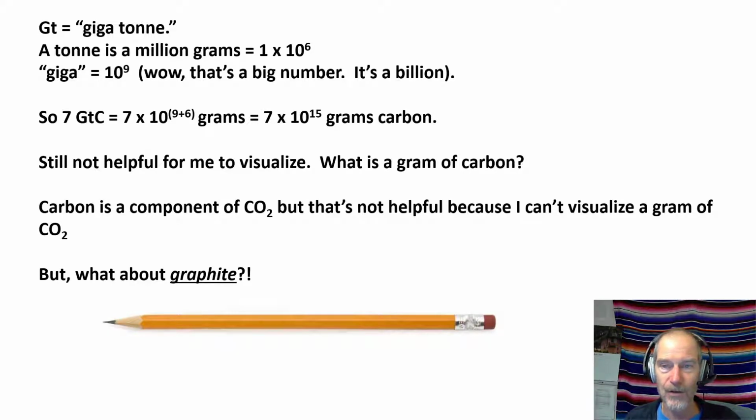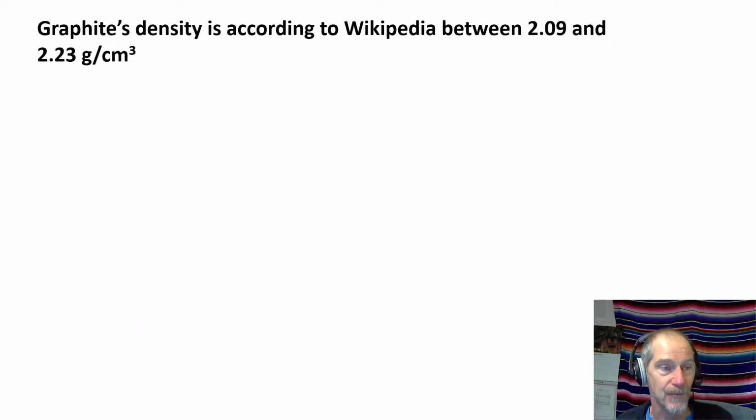What I want to do is convert 7 gigatons of carbon to a big chunk of graphite that I can visualize. That's what I did for this problem. You might do something else, but this is my way of visualizing problems, and it's going to require the kind of problem solving that we've been doing. Okay, so what's graphite's density?